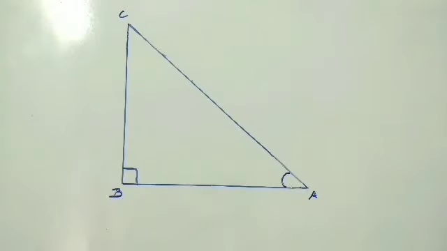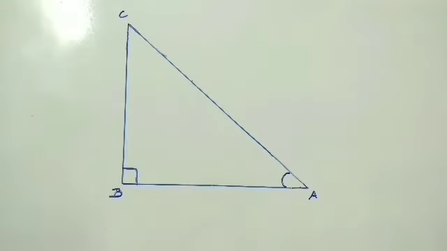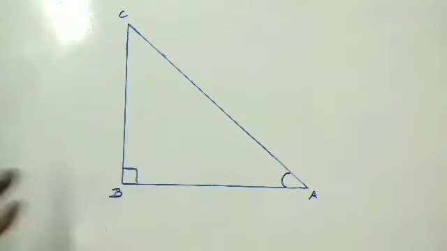Hello students, before going to solve the problems in exercise 8.1, we must learn some properties of a right angle triangle. Now see the right angle triangle. I put an angle at A. BC is the vertical portion of the line AB. So right angle at B. Vertically means perpendicular, that is 90 degrees.